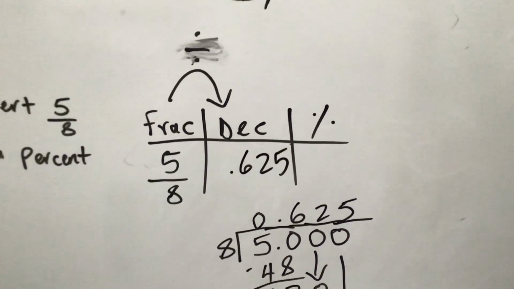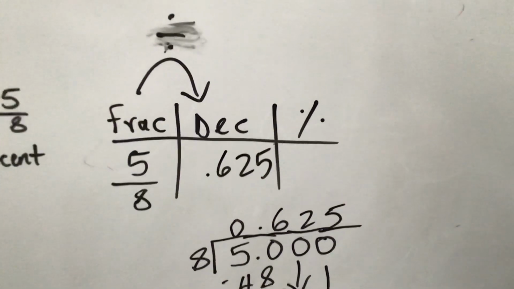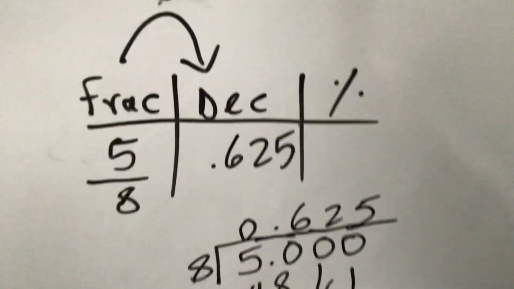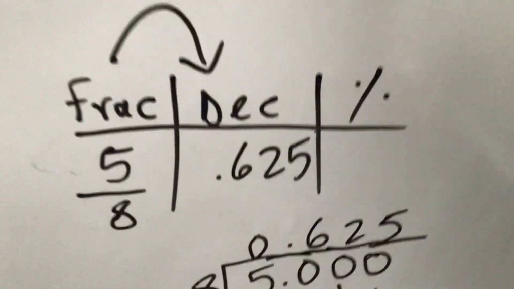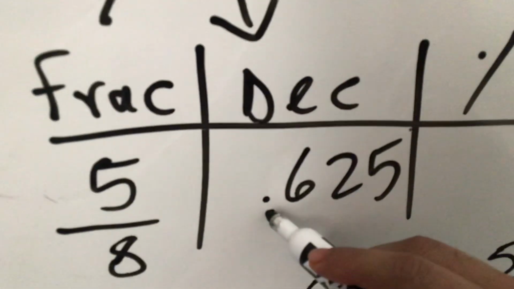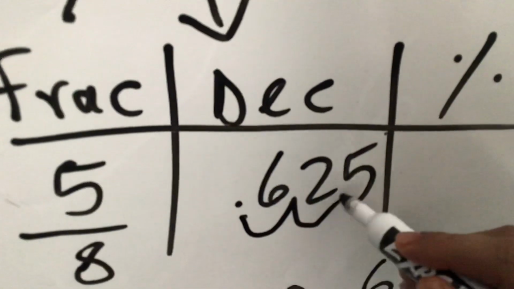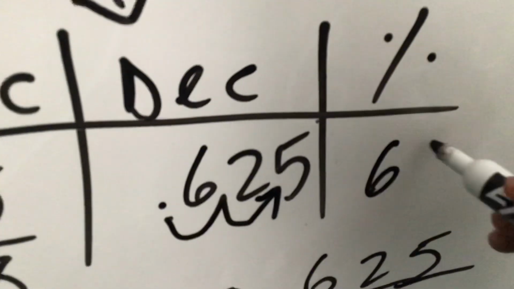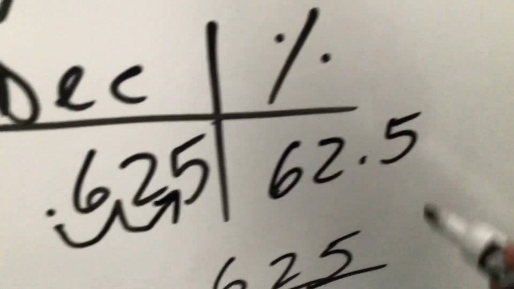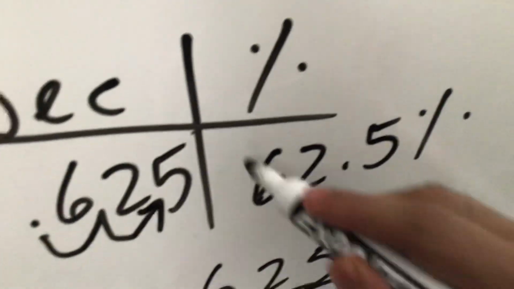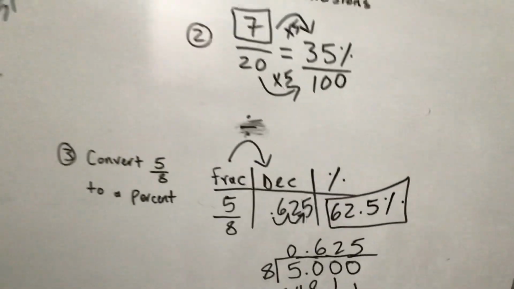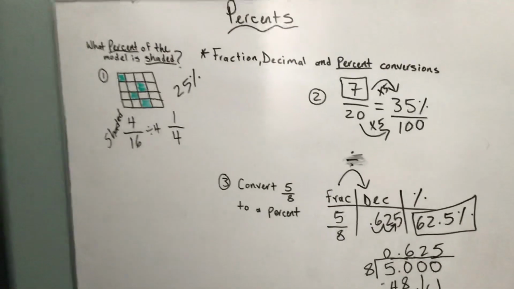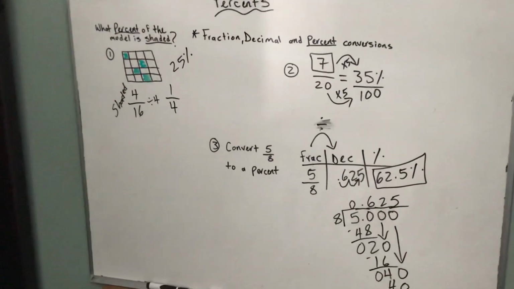And now our last thing is to change that decimal into a percent, and we should have our answer. And all of you should know that to go from a decimal to a percent, all we do is move the decimal twice to the right. Once, twice. So our percent is 62.5%. So just like that, you have 3 different ways that percent could be tested.